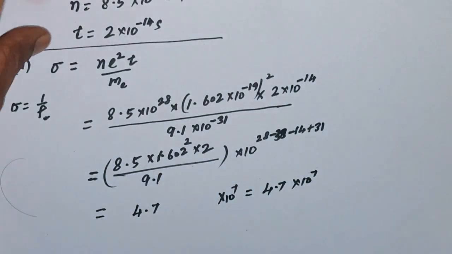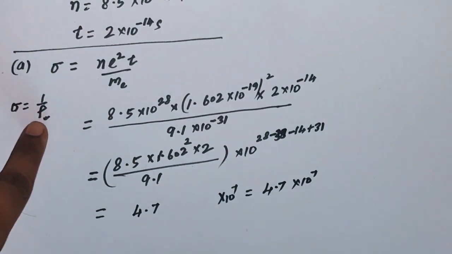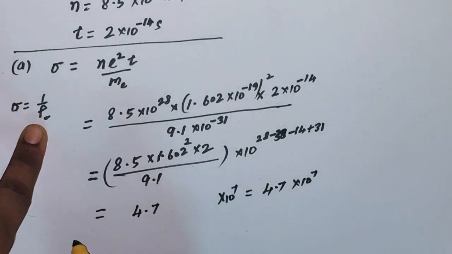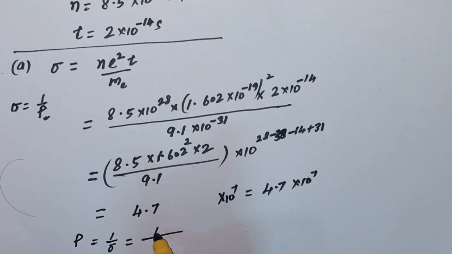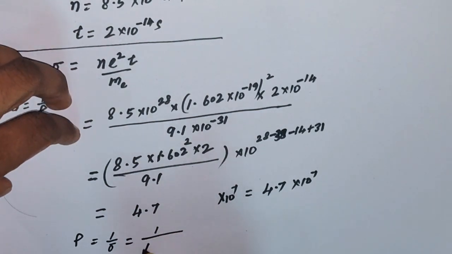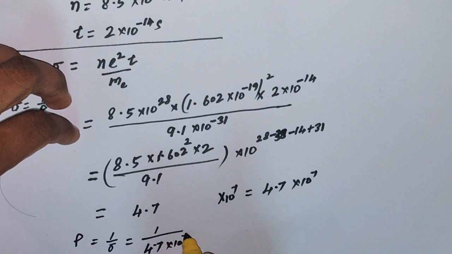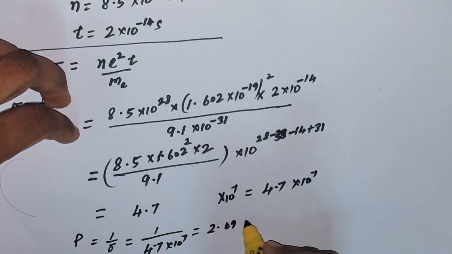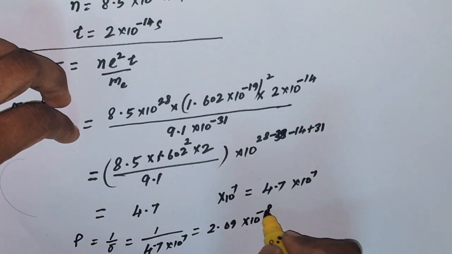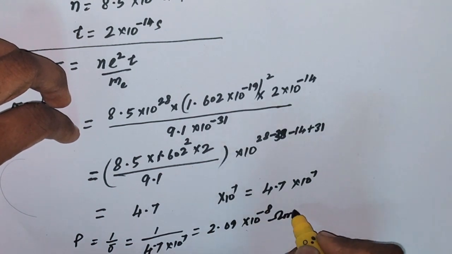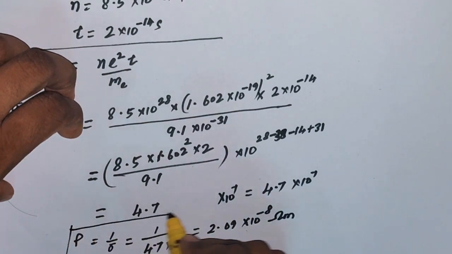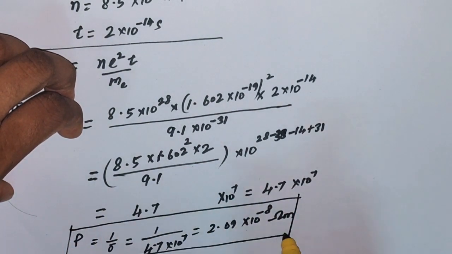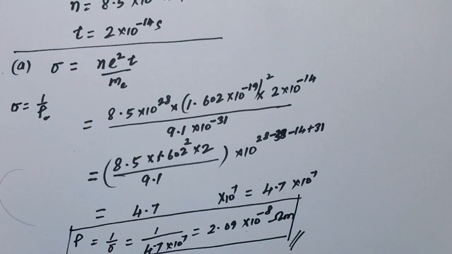But the quantity they are asking is the resistivity of the given material. We know the resistivity is the reciprocal of the conductivity. We just substitute the conductivity value in the denominator: 1 over 4.7 times 10 power 7. The resistivity is equal to 2.09 times 10 power minus 8 ohm meter. This is the resistivity of the given material. So this is the first problem we have done.